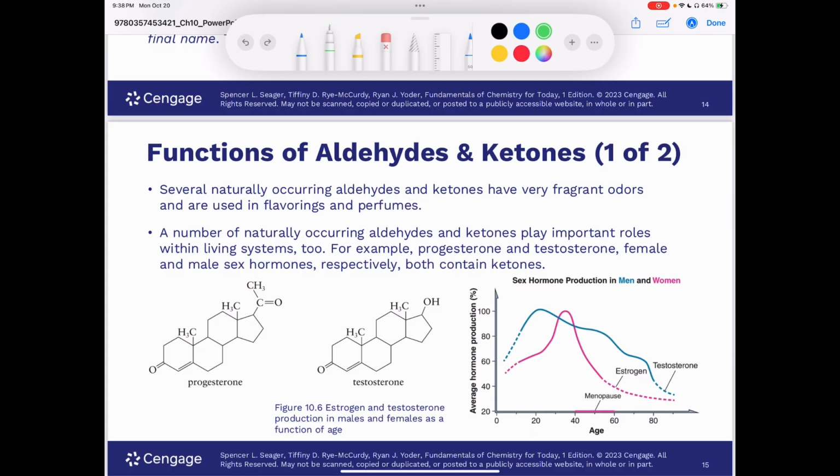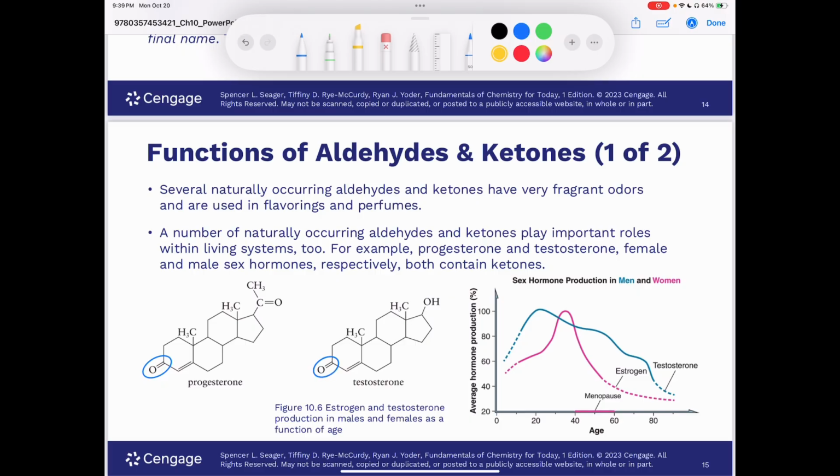Several naturally occurring aldehydes and ketones have very fragrant odors and are used in flavorings and perfumes. A number of naturally occurring aldehydes and ketones play important roles within living systems too. For example, progesterone and testosterone, female and male sex hormones, both just have ketones in them. You can see in progesterone, the ketone is found right here. And in testosterone, you can see the ketone is here.